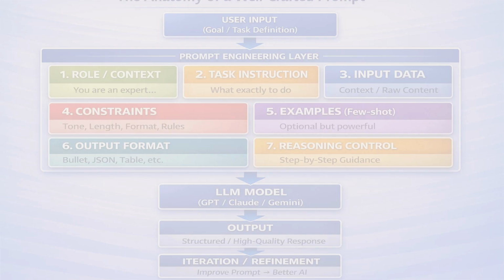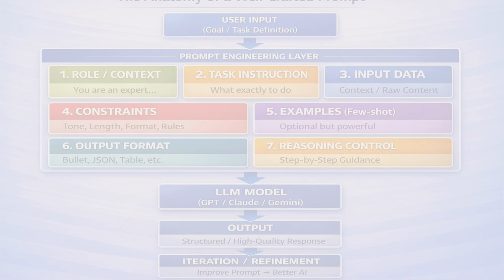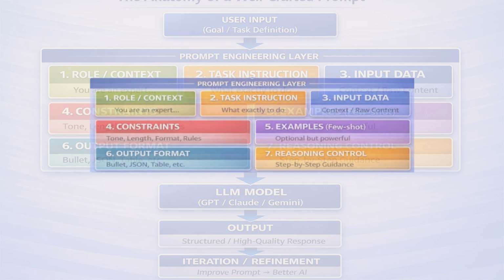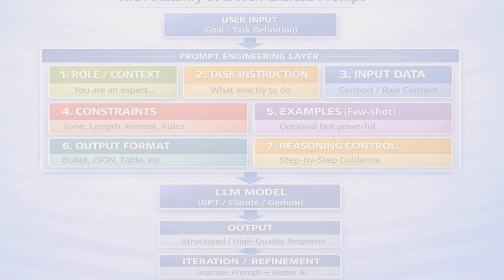So let's start. There are 4 layers in any good prompt design, and it starts with you, the user layer, where we want some task to be done by the LLM. Next is, and the most important one is, the prompt engineering layer, where we will step by step see how to use role, task, context, constraint, examples, output format, and reasoning controls components to prepare a well-crafted prompt.